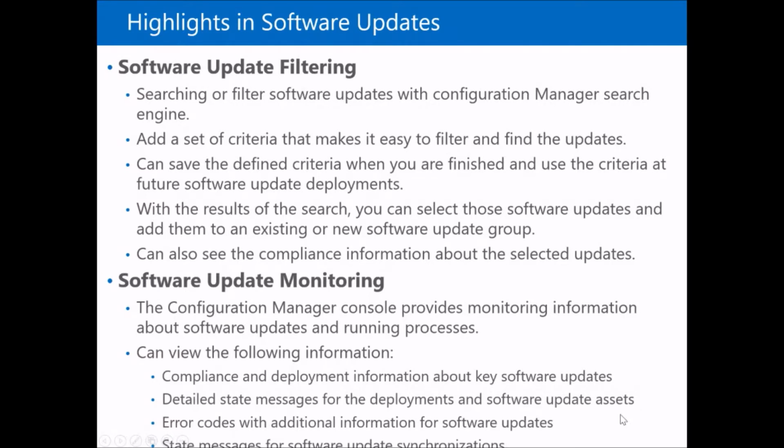We have detailed state messages for deployments and software update assets. So what is the state of the update? We have error codes with additional information for software updates. So if there's been some error, then these error codes can be used to search for the causes. State messages for software updates such as synchronization. So again, if you remember, our WSUS needs to synchronize its updates from the internet. So don't forget, even though we're using SCCM to control these updates, it's still using the WSUS behind the scenes.